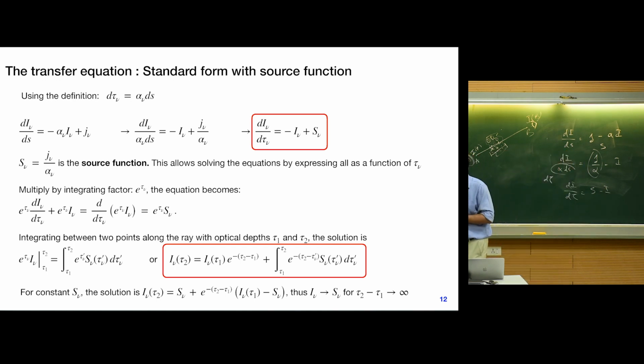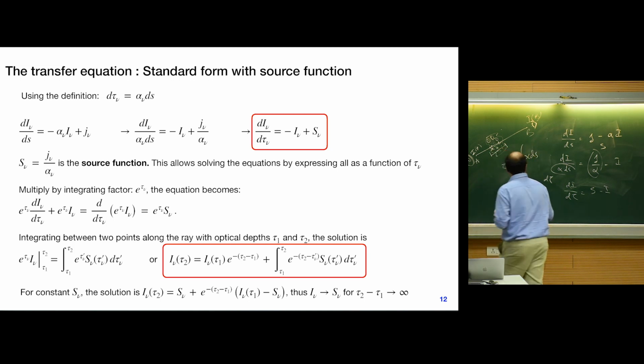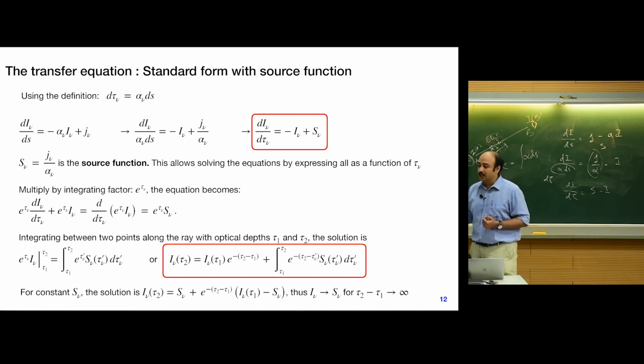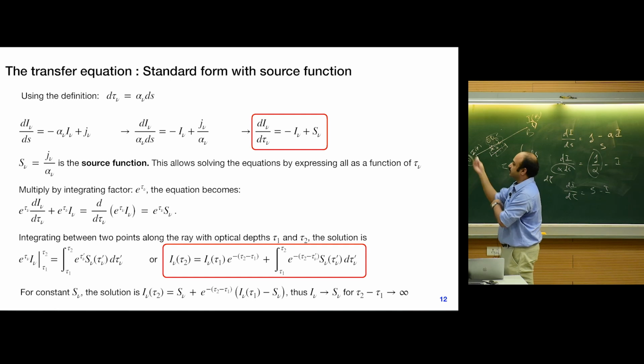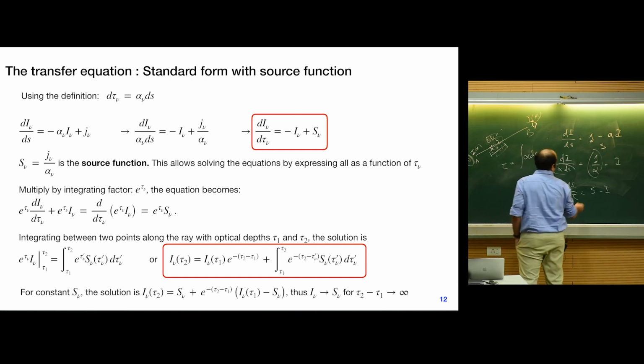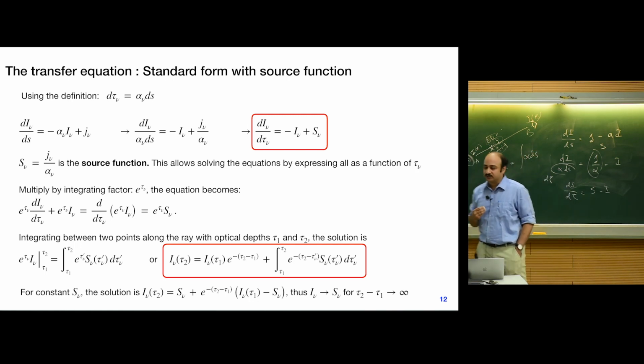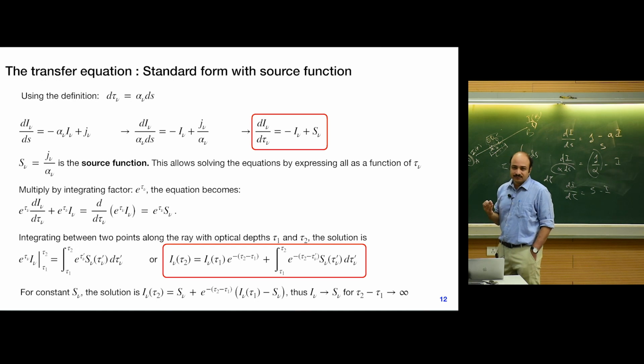So now what I've done is gone from the path length being the variable over which we do the integration to the optical depth, d tau. Again, the optical depth itself is an integral over the path length. But going to the optical depth space helps us evaluate this integral more easily. And more importantly, I've introduced a new function called S, which is the ratio of the emission coefficient to the absorption coefficient. That is called the source function. And you'll clearly see now the relevance and implications of the source function.